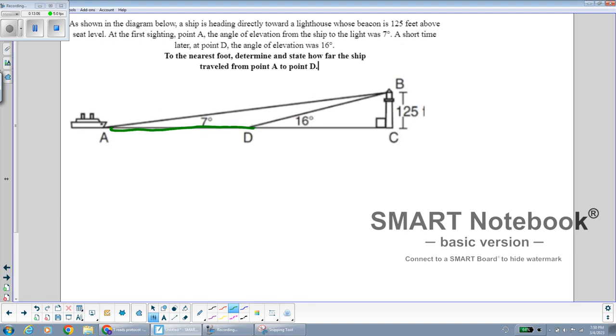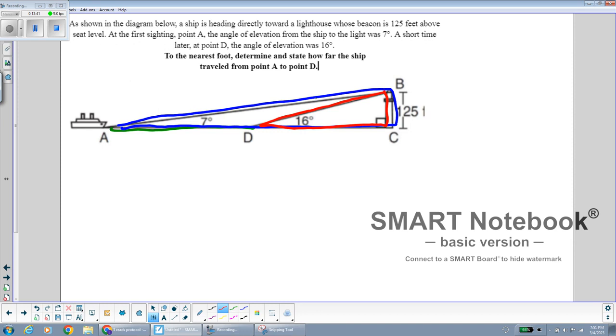We're given the angle of elevation from the ship to the lighthouse at the first time that was mentioned. And we're also given the angle of elevation from the boat to the lighthouse at the second time that was mentioned in the question. So what we need to realize here is that trig ratios only work for right triangles. In this diagram, we have two right triangles. We have the whole big right triangle here, and we also have the smaller right triangle over here.